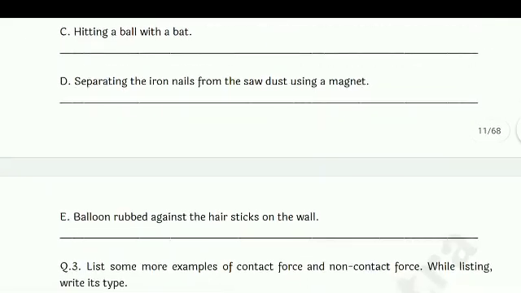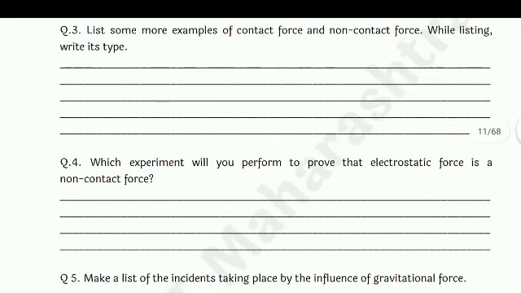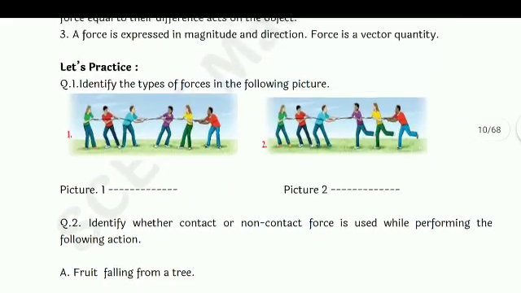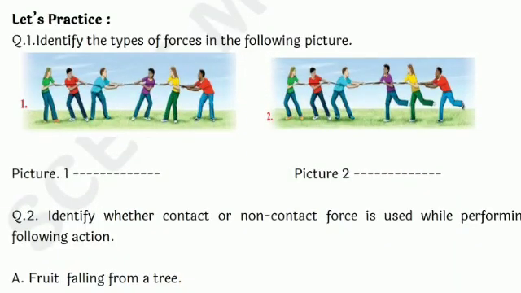Let's solve the examples. First question: identify the types of force in the following pictures. In the first picture, children are playing tug of war, pulling the rope in their respective directions. If the pull of force is equal on the two sides, the rope does not move. That is, the first picture shows a balanced force.